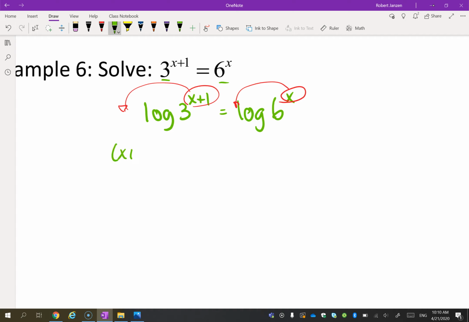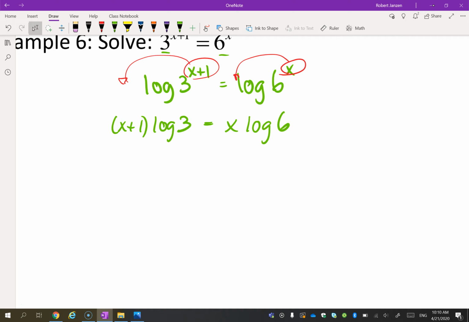Okay, so you're going to have (x + 1). Notice I'm putting brackets there. And then x log 6. And hopefully you see we got a little problem here. There's x's on both sides of the equation. So what I'm going to have to do is bring both x's to one side before I can isolate them.